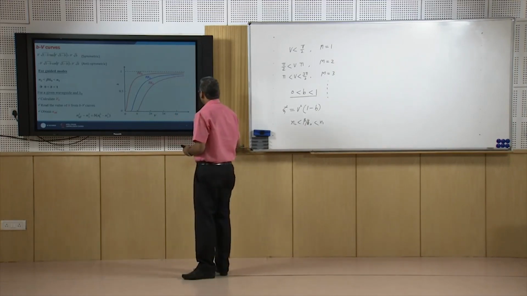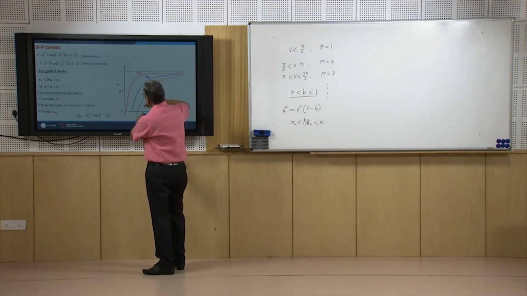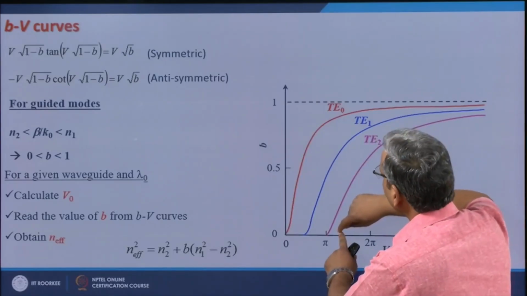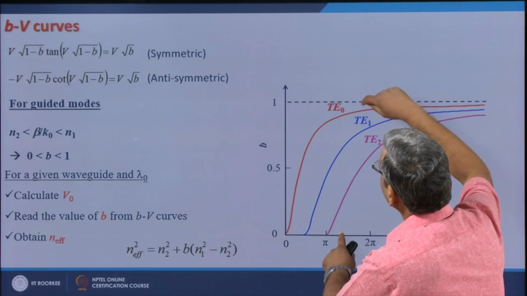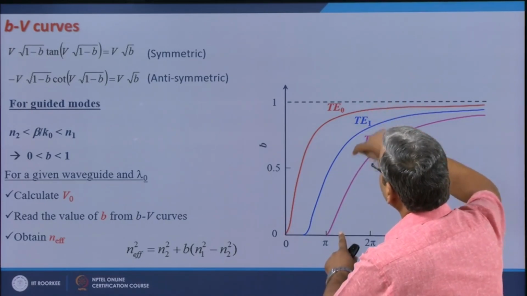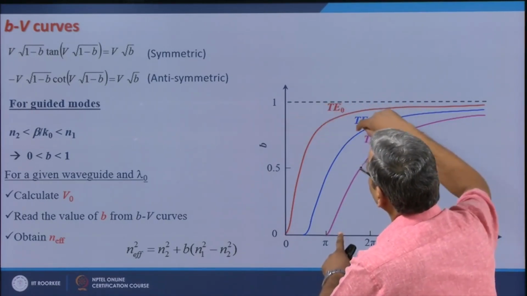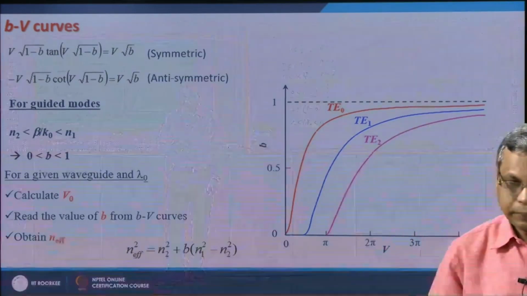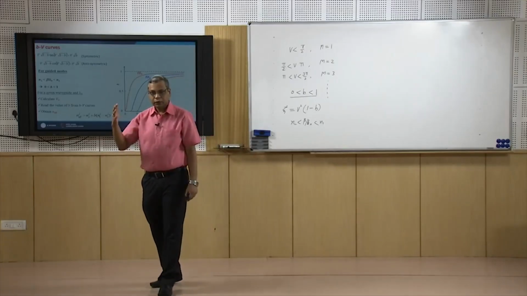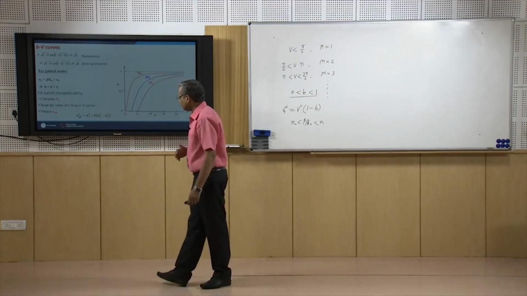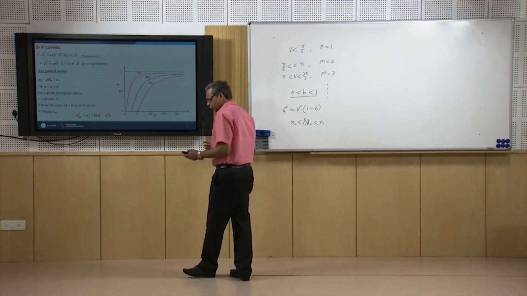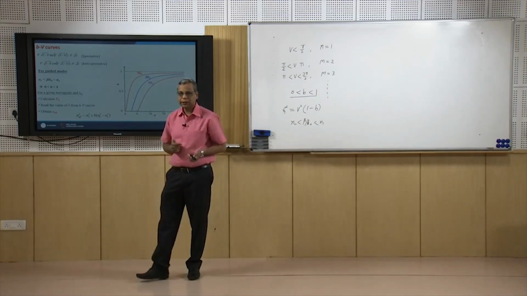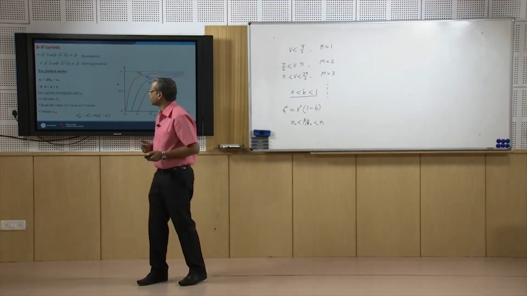If the value of V is, let us say, 3.5, it will go like this. I will have 3 points of intersection, and corresponding to that I can read the value of B. So, I will get the propagation constants of all the 3 modes. In this way I can find out the propagation constants for any symmetric planar waveguide.